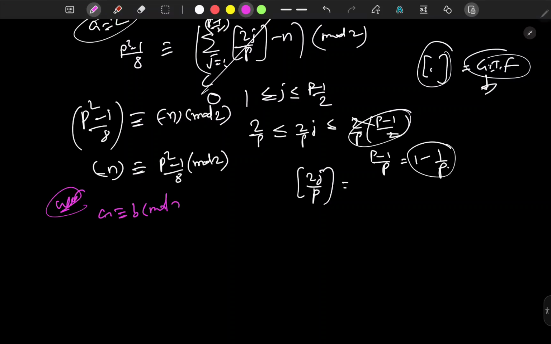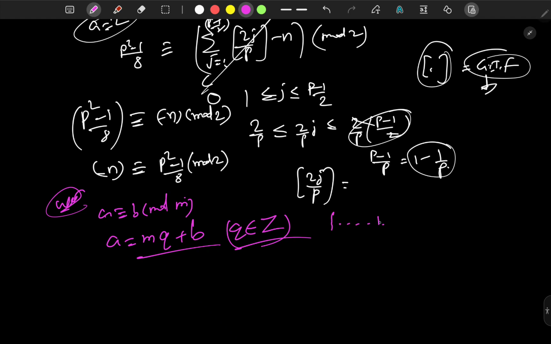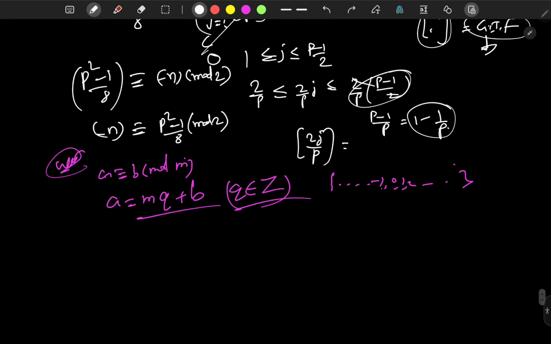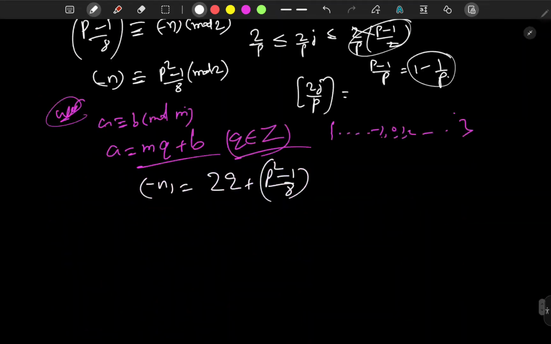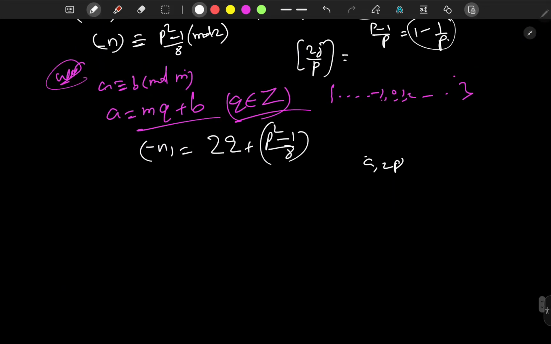Normally this is the property: if a is congruent to b mod m, then we can write a equals mq plus b, where q belongs to Z, meaning q can take all integer values. Okay, this is the fact; I'm not rushing it, you can see later. So what will happen? Minus n equals 2q plus (p² - 1)/8. Happy?